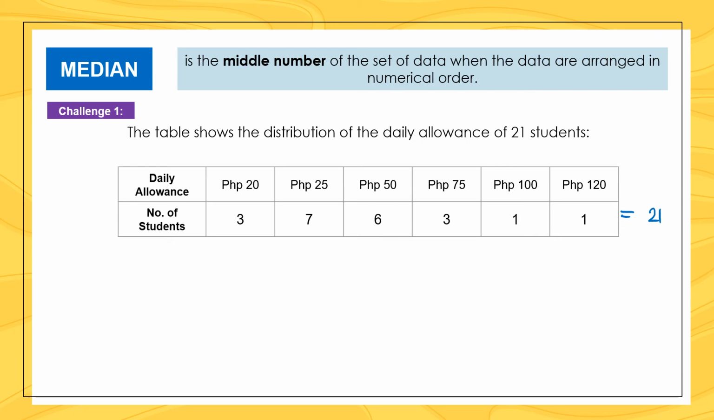Again, what is the formula in finding the middle position? In finding the middle position, we will use the formula n plus 1 over 2. In our case, we got 21 plus 1 over 2. That will be 21 plus 1, that's 22, all over 2, which is equal to 11. So we need to find out the value in the 11th position. Let's write it here. The middle position is equal to 11.